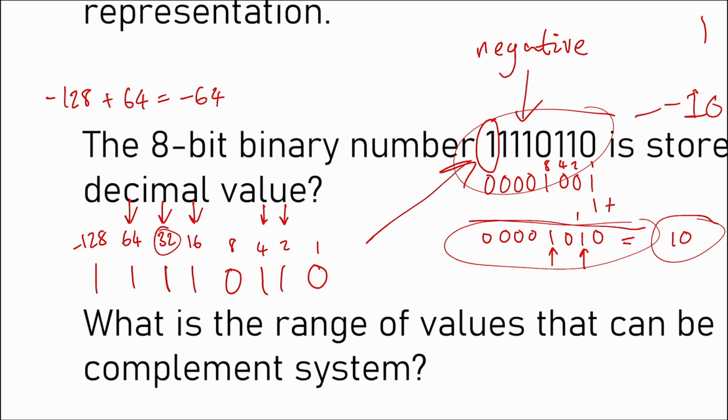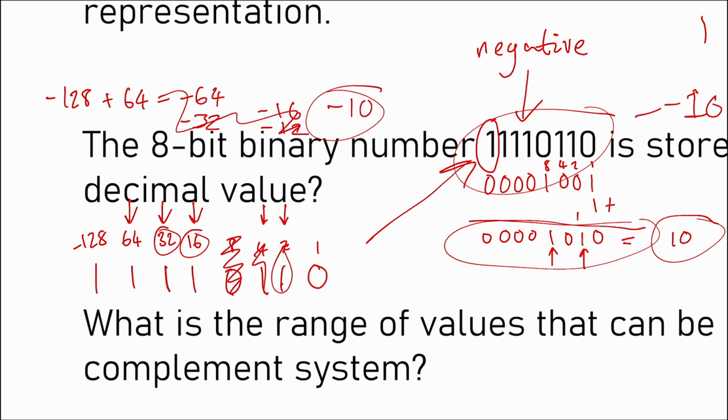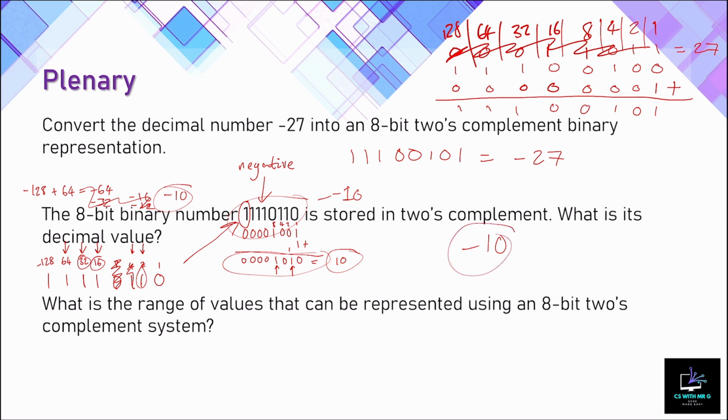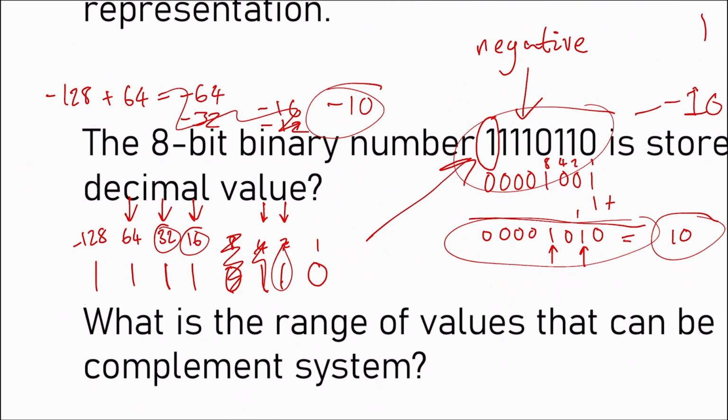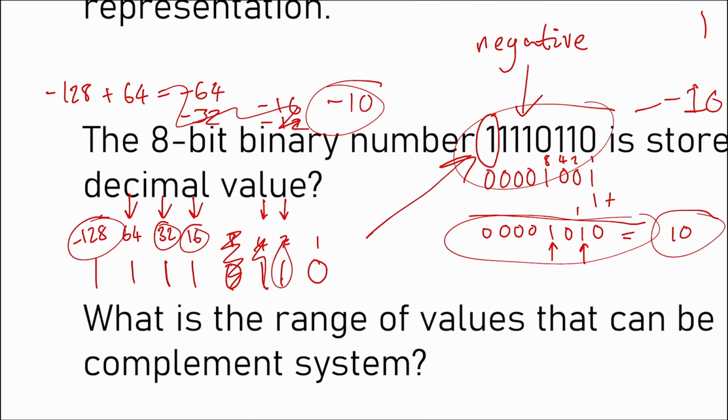Plus 32, that leaves us with -32, plus 16, so we're on -16. We don't add 8 because it's not highlighted. Then we add 4, which leaves us on -12, and then 2, because it's highlighted, -10. So that's another way around you can work it. As you can see, it's -10, which was the number that we were given. So you can just simply flip the first number around to -128 and work backwards.